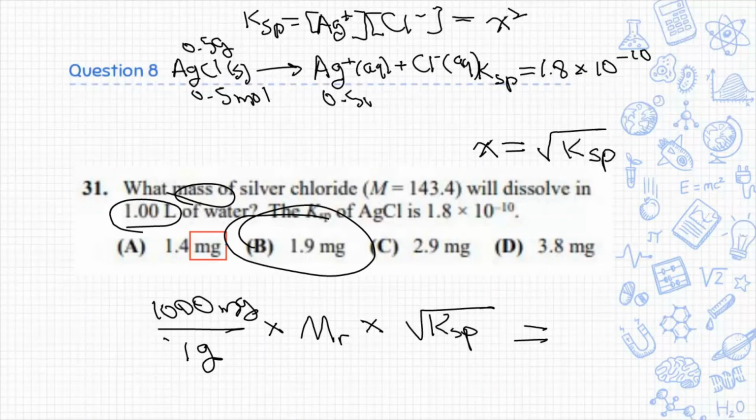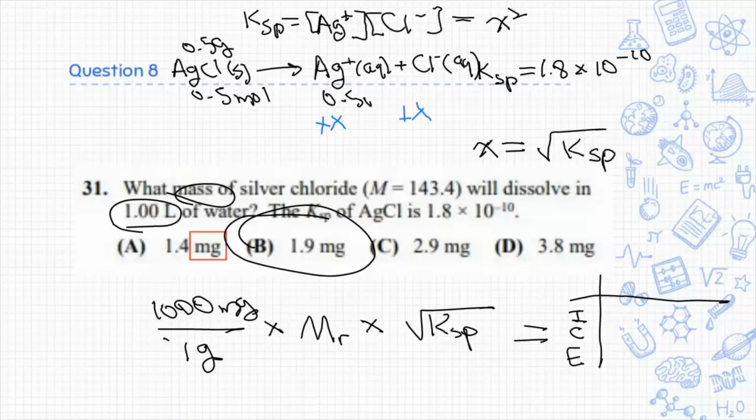So Kwan was just explaining the theory behind the ice tables. But if you guys are more familiar with them, you just write the initial 0, change plus X for both Ag and Cl. So at equilibrium both X, and then you find the square root of Ksp.